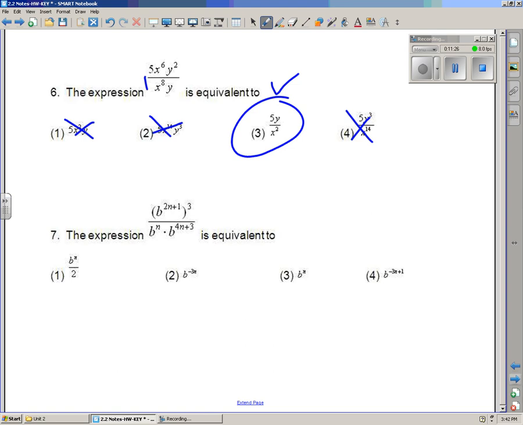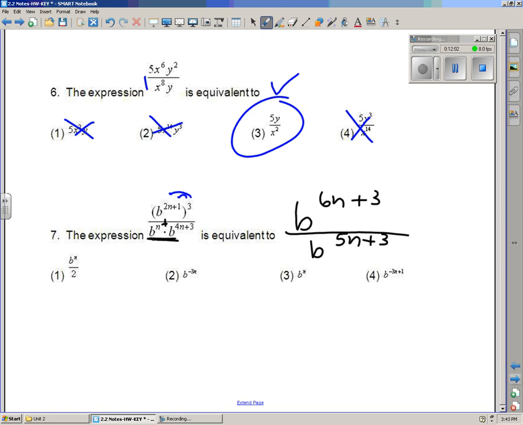Now this one definitely is a little bit more tricky. Here you still distribute the power in. So when I distribute in my cubed power, this now up top becomes b to the 6n plus 3. On the bottom, because I've got bases that are the same, I can add the exponents, which means I have to combine like terms. That's b, and now I actually have n plus 4n plus 3, or 5n plus 3. So the question is, where do we have more of the b's? There's 6n plus 3 on the top. There's 5n plus 3 on the bottom.